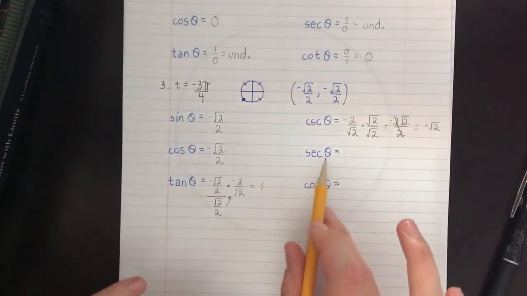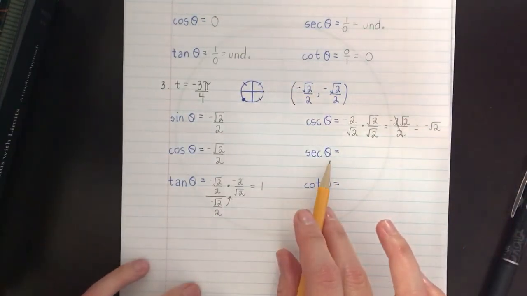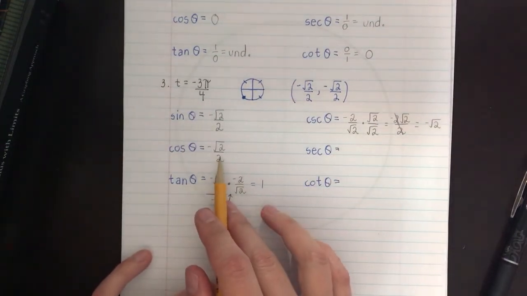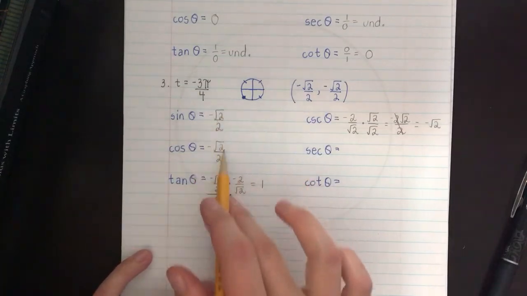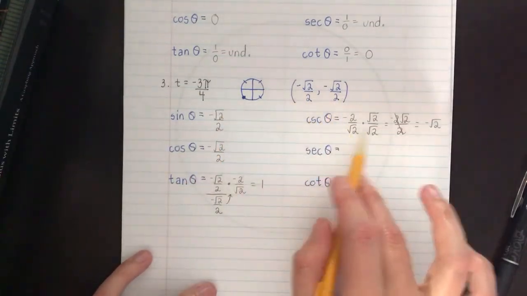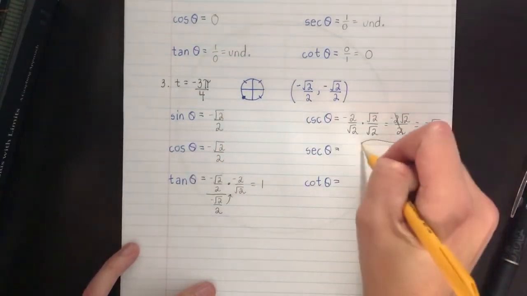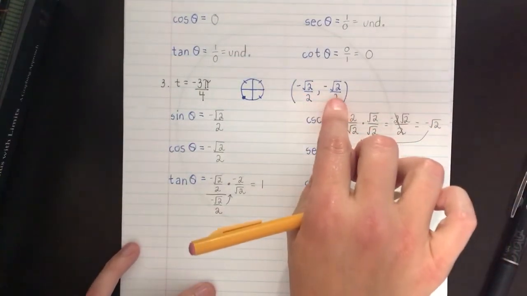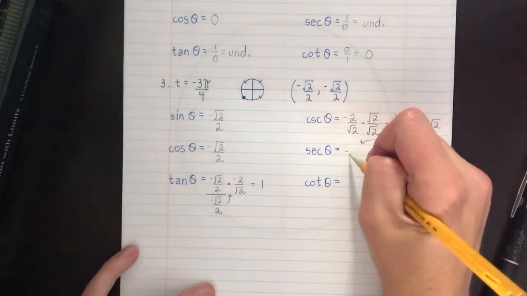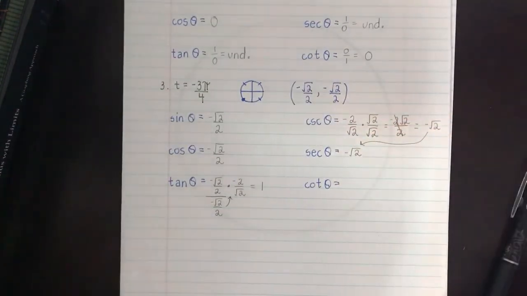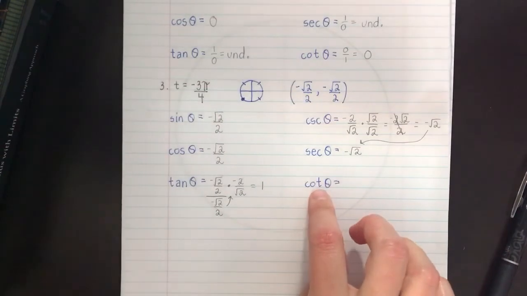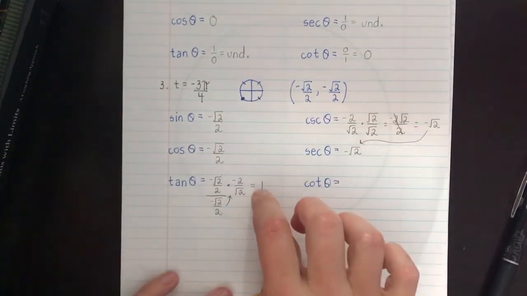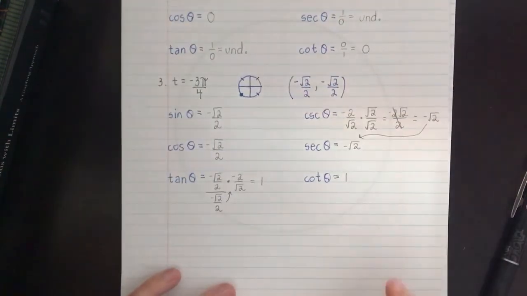Okay, and then here for secant, again, you're going to reciprocate cosine. We already did it. These are the same values. The x and the y value are the same. Since we already did it here, let's not reinvent the wheel. We know that when you reciprocate this value, just like when you reciprocated this value, it gives you the same answer. So negative square root of 2. Last but not least, cotangent, reciprocate tangent. So when you reciprocate 1, it's still 1. So that's our answer there.